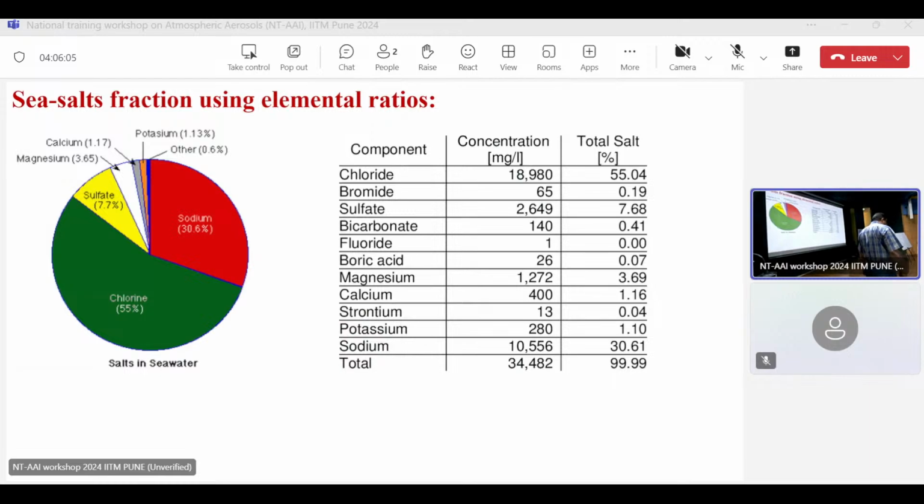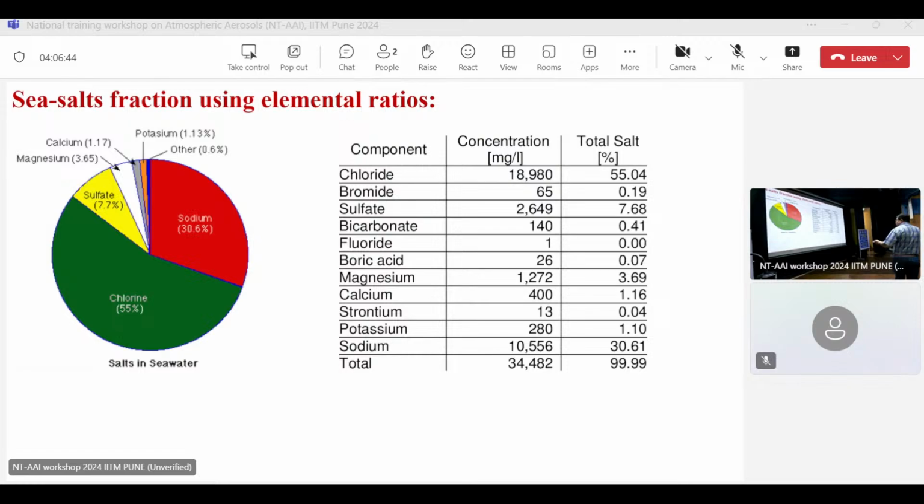Sea salts. We know sea salt composition. This one is sodium here, then chlorine, sulfate, magnesium, calcium, potassium, and others. In terms of concentration, in terms of percentage, everything is given. We know sea salt is among the major natural sources of aerosol, okay? Especially when you are close to the coastal region. When you are too much inland, then you won't get that much. But if you are close to the coastal region, you have sea salt.